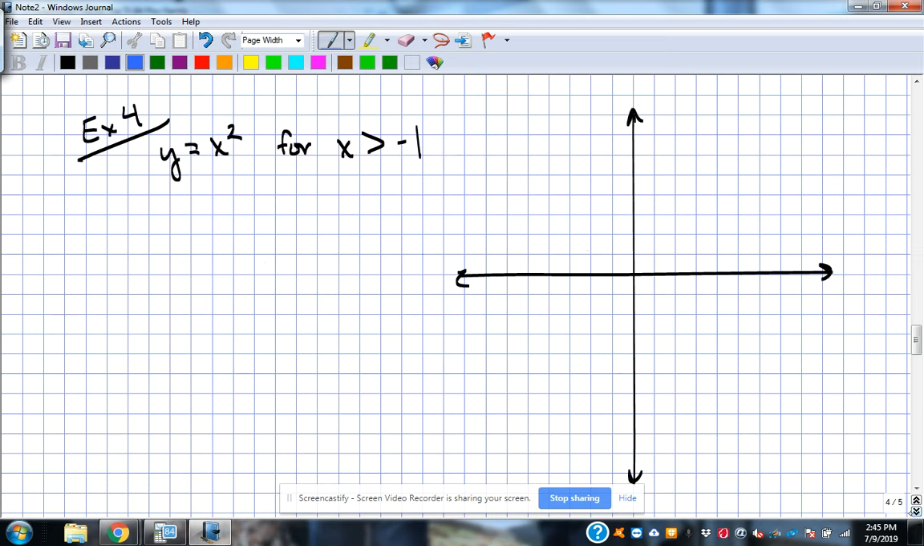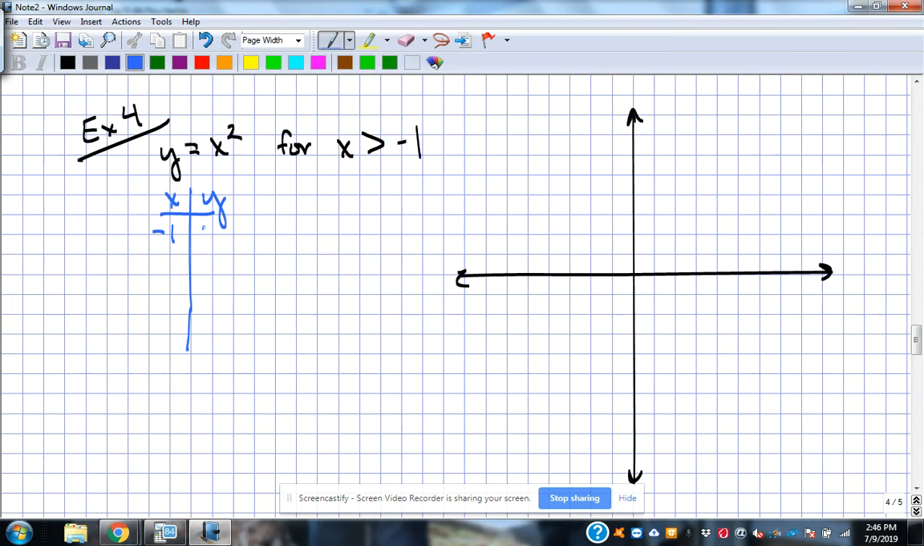Example 4, it's taking a parabola but putting a stipulation of only for x's that are greater than -1. This is a little easier to do because you really don't have to worry so much about the vertex. Just make sure you're picking x values that are greater than -1. Technically, we should pick -1 anyway because -1 is the starting spot, even though it's a non-included point.